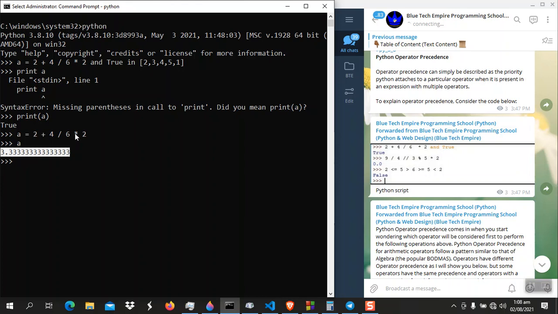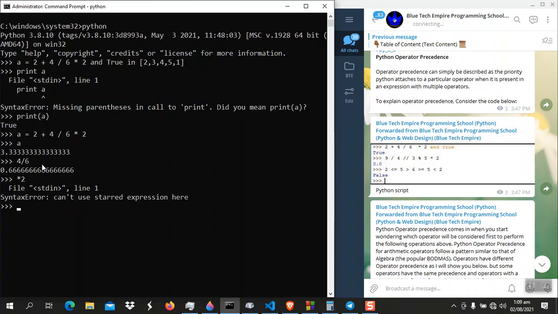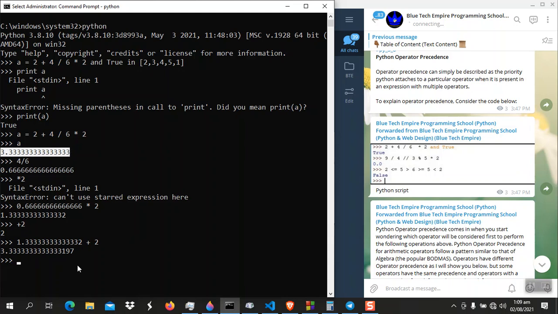For example, in this case, Python is going to consider division. It is going to take 4 over 6 and multiply by 2, then add 2. So let's see, 4 divided by 6 is 0.66666. Now multiply that by 2, 0.666666666 times 2, is 1.333. Now let's add 2. All right, now we have something similar to what we had in this expression. So it shows that what Python did was follow the order I just followed to do this calculation.